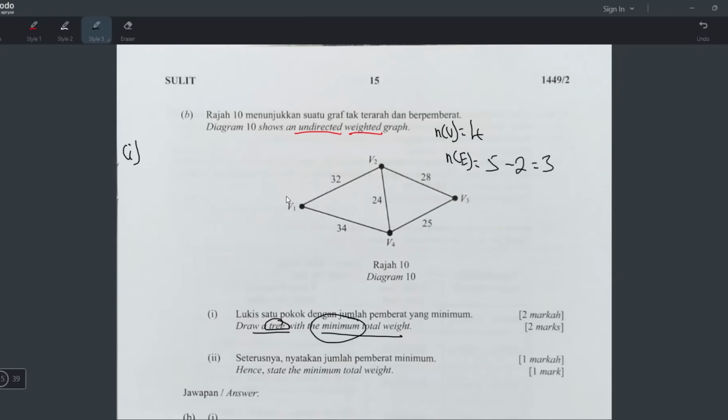If it's a tree, then that's the answer. If it's not a tree, then you change to the second highest weight. Okay, so let me show you what I mean by that. So which one is the highest weight?